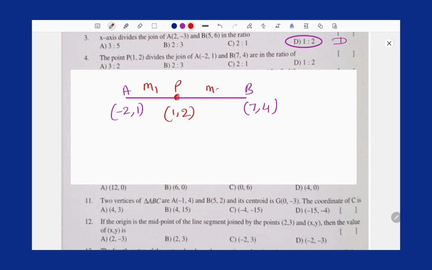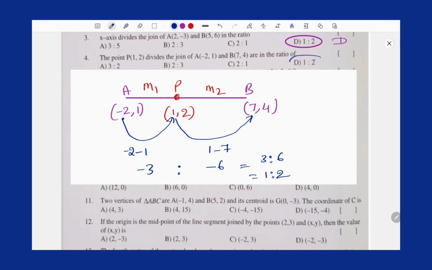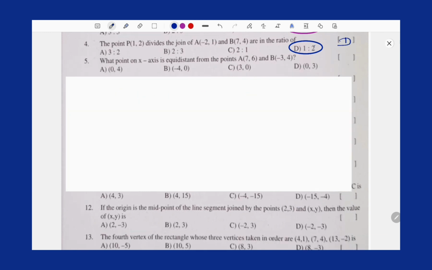Now he asked for the ratio m1 is to m2. Here a shortcut is there. Once you see the x coordinates, take the difference of the x's for A and B, and again take the difference like this. Here it is minus 2 minus 1, and 1 minus 7. So here we get minus 3, and this is minus 6. So this is the ratio, that is equal to 3 is to 6, that is equal to 1 is to 2. I hope all have understood this one. So here the option is D.